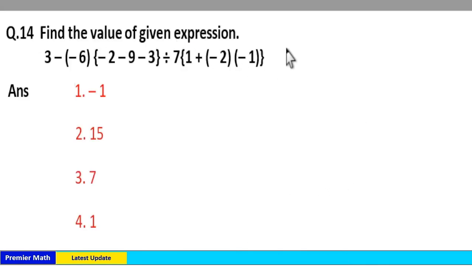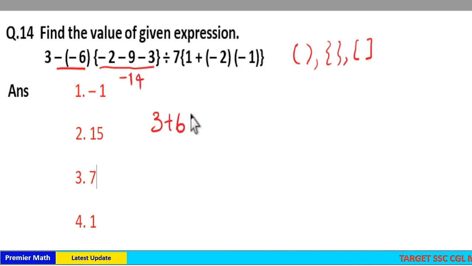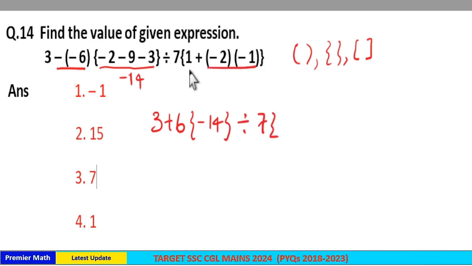Find the value of the given expression. Here the bracket order in the BODMAS rule is this one. Be careful with BODMAS rule questions. So as per this, first solve minus of minus 6, which is plus 6. So 3 plus 6, then solve the next bracket. Minus 2 minus 9 minus 3 is minus 14. So 6 into minus 14 divided by 7 into, here minus 2 into minus 1 is equal to plus 2. So 1 plus 2 is 3.